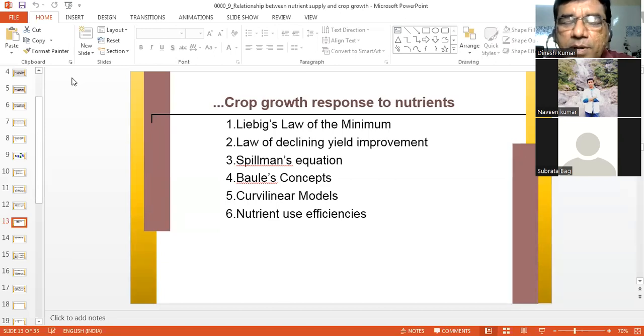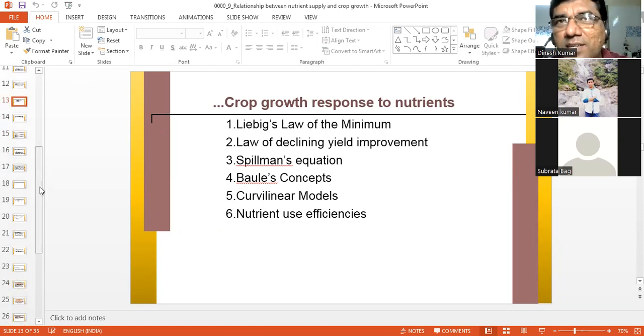Knowing the relationship between nutrient supply and crop growth: Liebig's law of minimum is one. It also relates nutrient supply to plant growth. Law of declining yield improvement is by Mitscherlich. Then Spillman's equation, Baule concept, and then come the curvilinear models. These are modern day approaches to decide the supply of nutrient or the relationship between supply and growth. And then nutrient use efficiencies are the most frequently used things now.